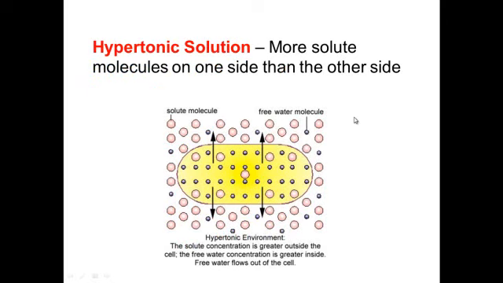Hypertonic means that you have more solute molecules on one side of the membrane than the other. So if I'm looking at the little circles, okay, no, let's look at the big circles. The big circles are much more concentrated on the outside of the cell than the inside of the cell. So the outside solution is hypertonic.